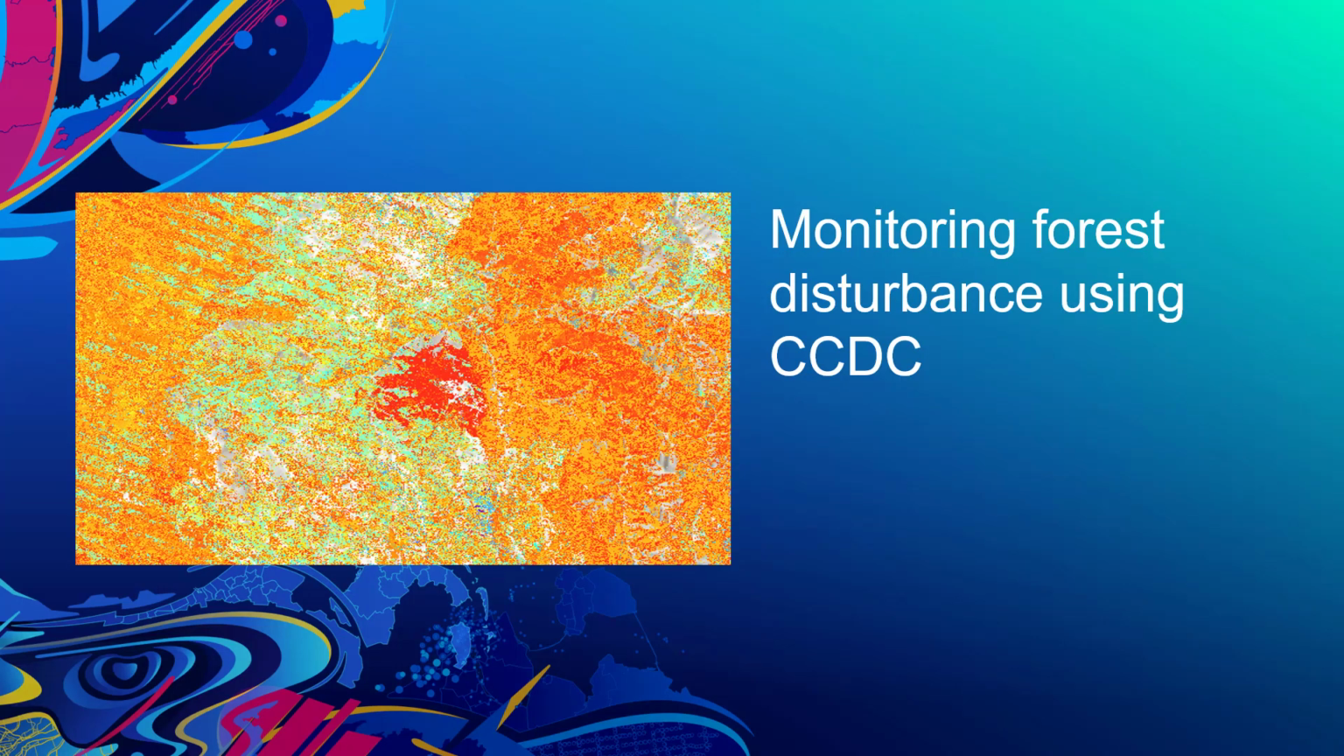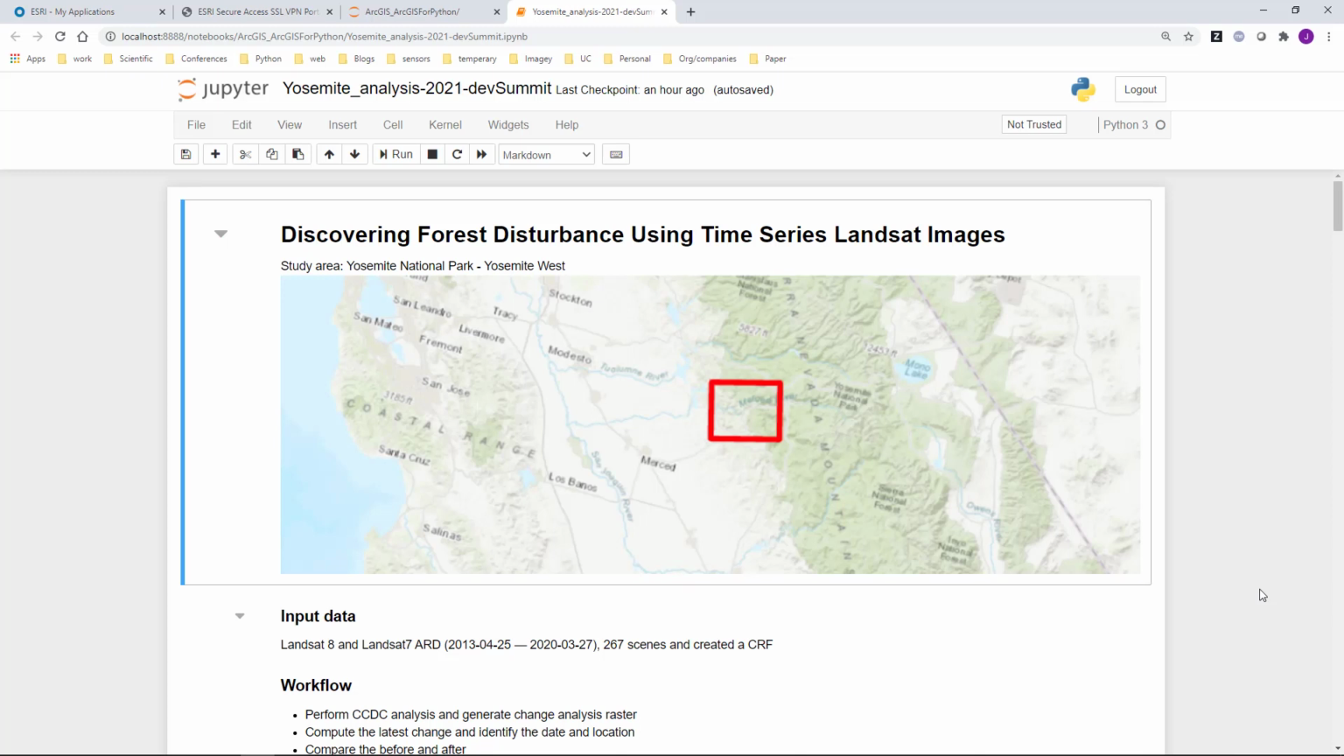The third demo is monitoring forest disturbances using the CCDC method. Because CCDC works with more data in finer temporal resolution, it can detect which date a change had occurred, whereas LandTrendr detects which year. So CCDC can be used to monitor forest disturbances.